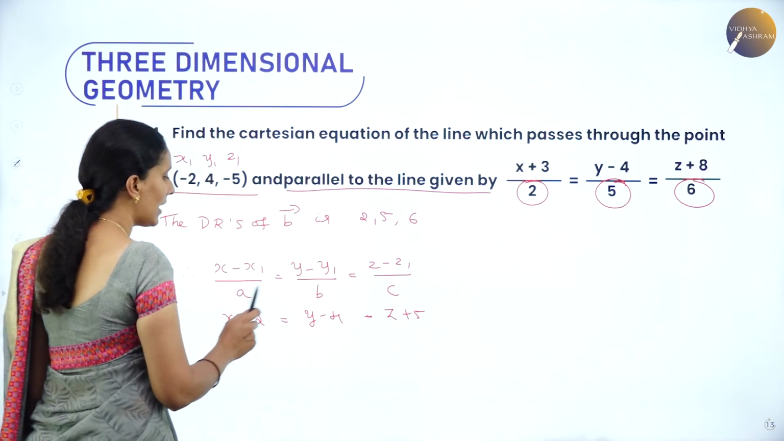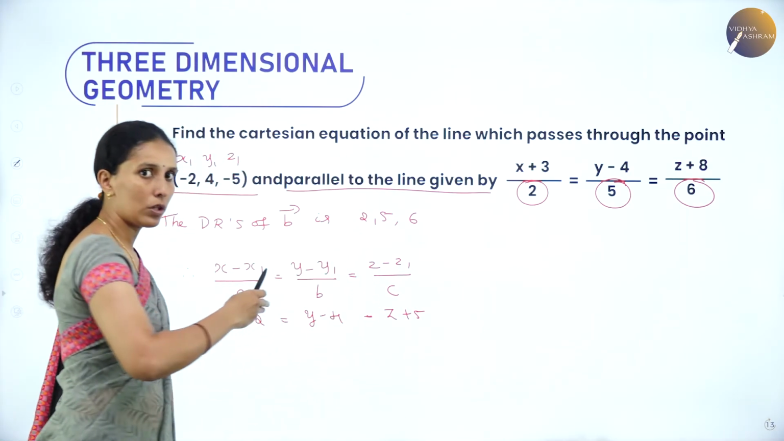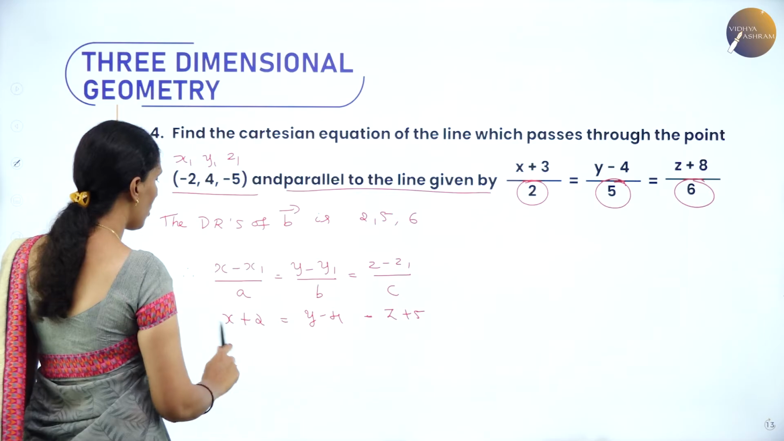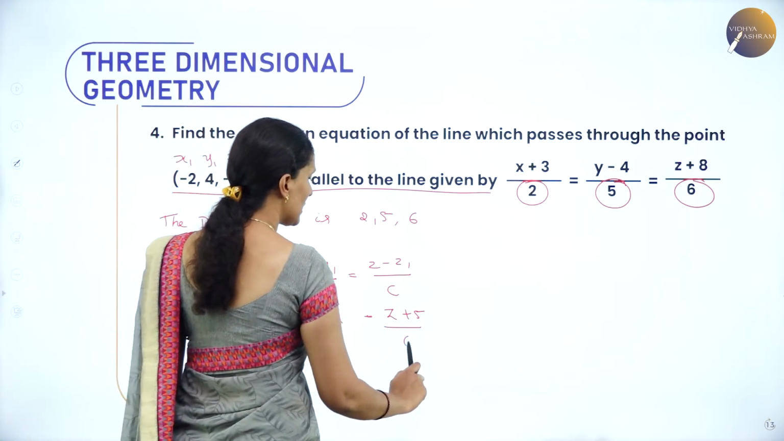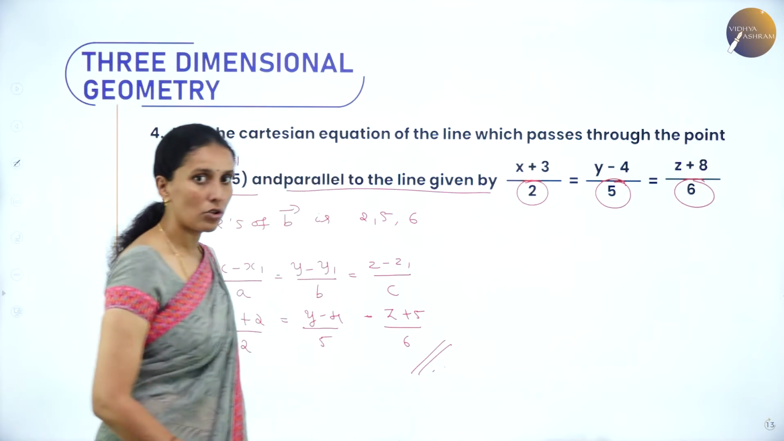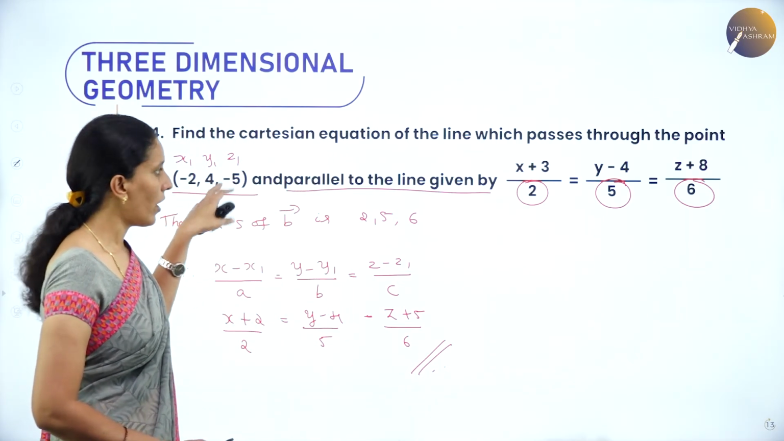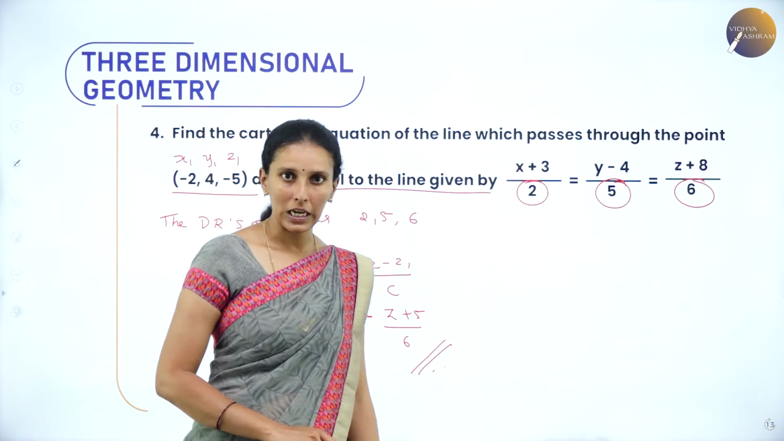So since I said direction ratios will be same for both the lines since they are parallel, here also it is divided by 2, divided by 5 and divided by 6. So this is the Cartesian equation of the line which is passing through the point and parallel to the another line.